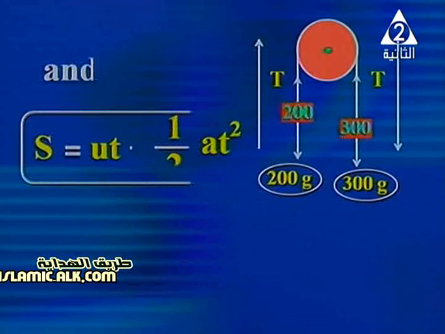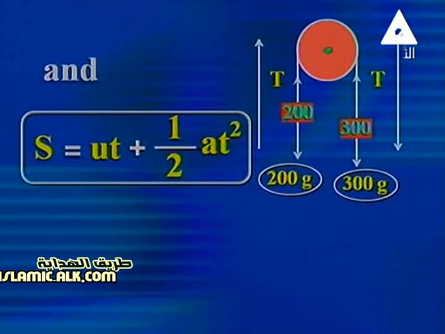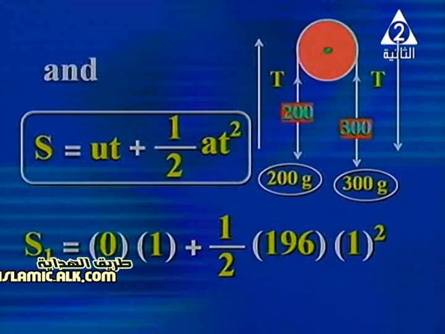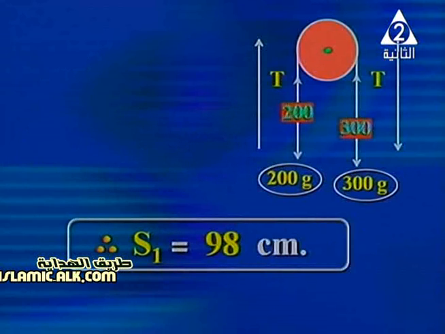Also, s equals, second Newton law, s equals ut plus half at squared, or v naught t plus half at squared. By substitution, initial velocity 0, t equals 1, a is 196, we find the value of S1 equals 98 centimeter.